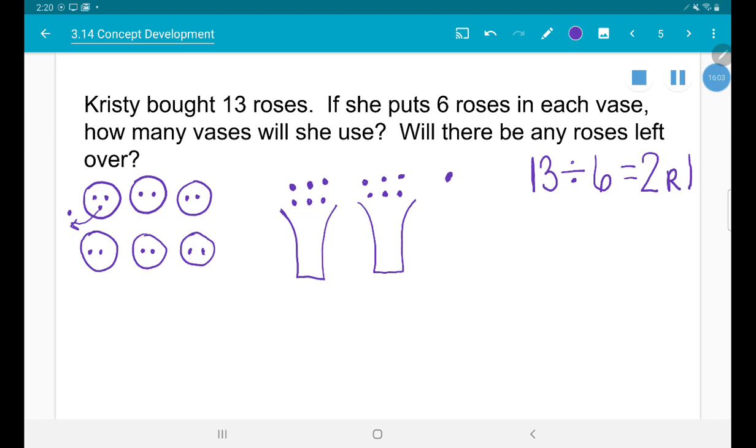You could like do 2, 4, 6, 8, 10, 12, and then add another 1. So you get 13. 2 times 6 gets you to 12. That's how many we actually have in the vases, right? And then you said add 1. Why would we add 1?